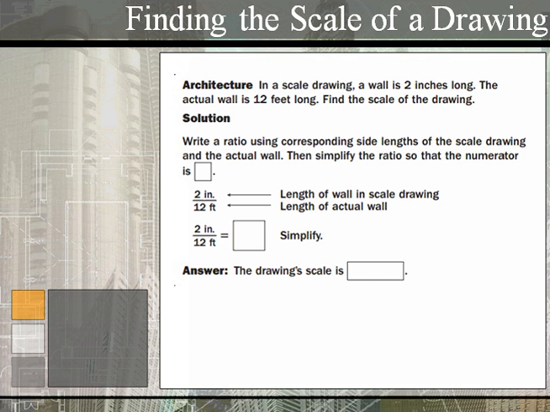Okay, so ladies and gentlemen, we're talking about finding the scale of a drawing still. Sorry, I was thinking we were moving on to the model already. So in architecture, a scale drawing. In a scale drawing, a wall is about 2 inches long. The actual wall is 12 feet. Find the scale of the drawing. So if we know in real life, and we know in the drawing, R is for real, D is for drawing, that I have for 2 inches in my drawing, that I have 12 feet.